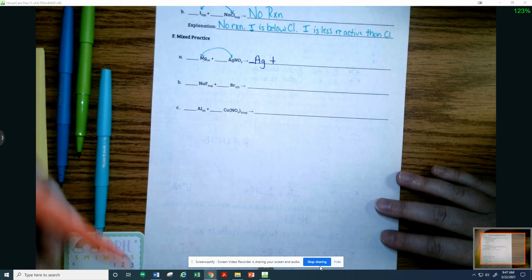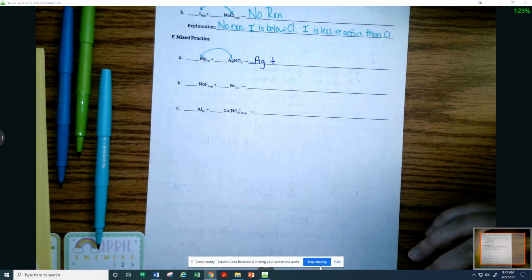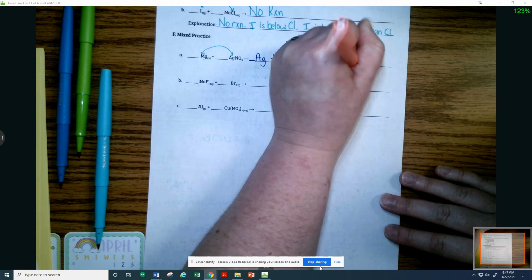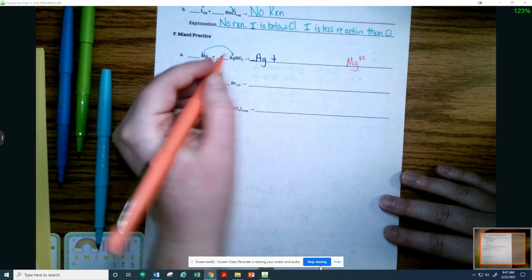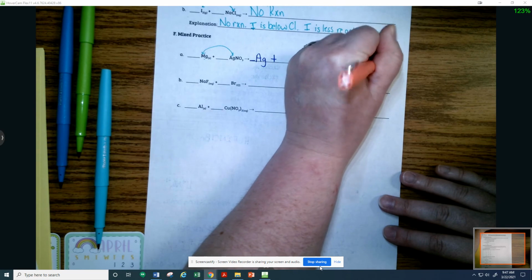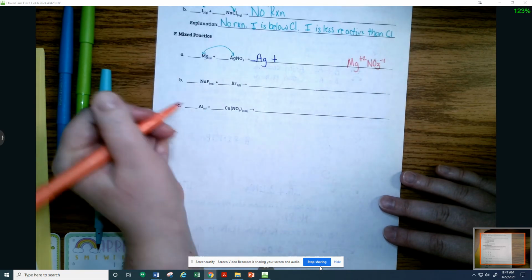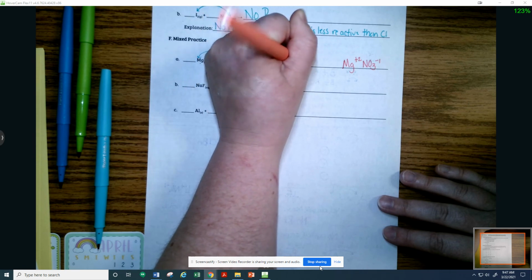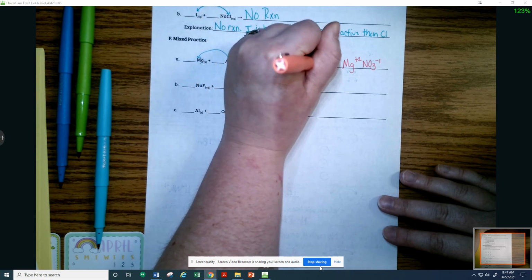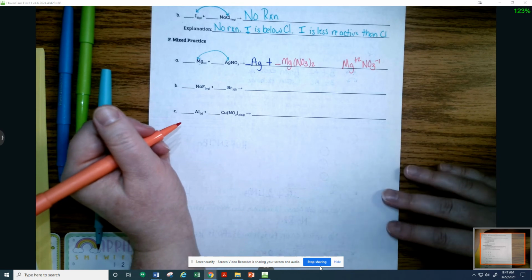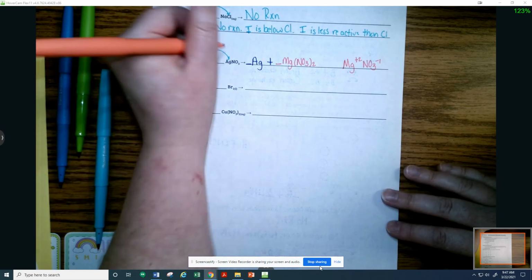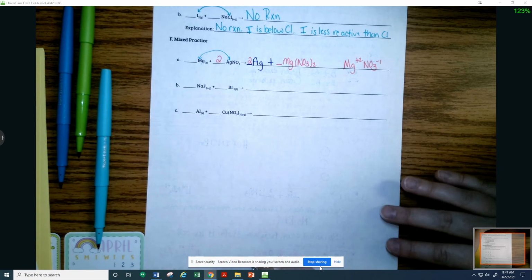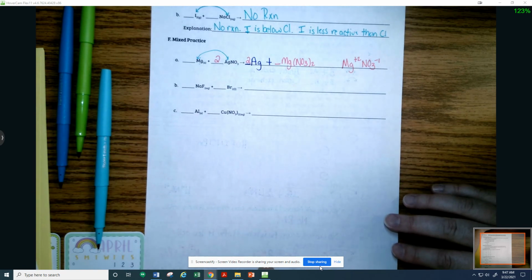My second product, again, you have to write your metal first, your positive, combined with your nonmetal. Magnesium is +2. NO3 on your polyatomic list is a -1. So the correct formula for your compound on the product side is Mg(NO3)2. The last step is we need to conserve mass by balancing. A 2 will take care of that. And that is the correct answer for example A.